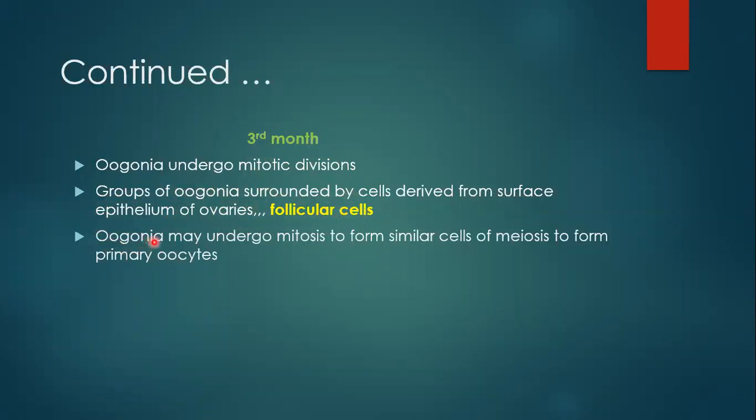Then these oogonia may undergo mitosis to form similar cells like themselves, or they may undergo meiosis to form primary oocytes, right? Primary oocytes are the next type of cells in this lineage that we will be discussing in a while.